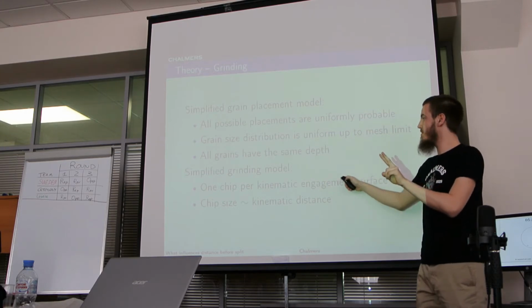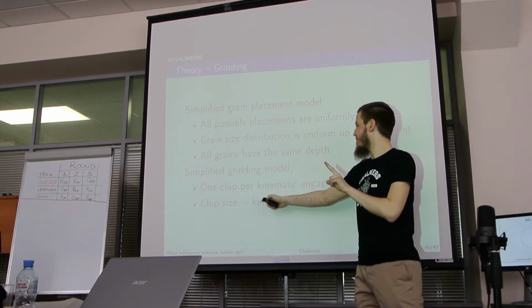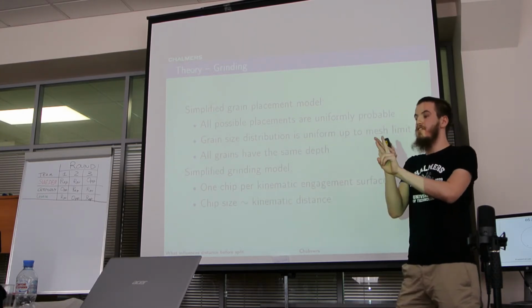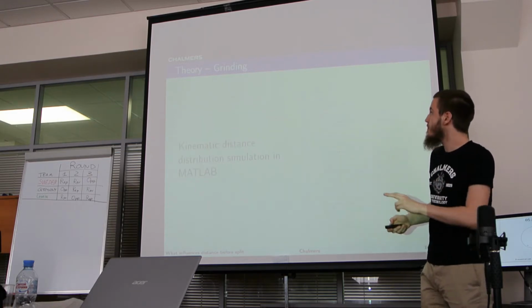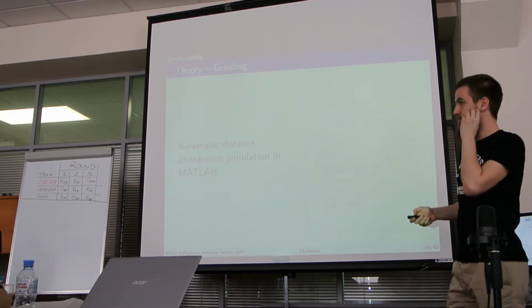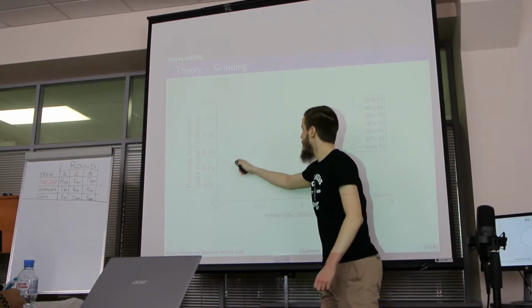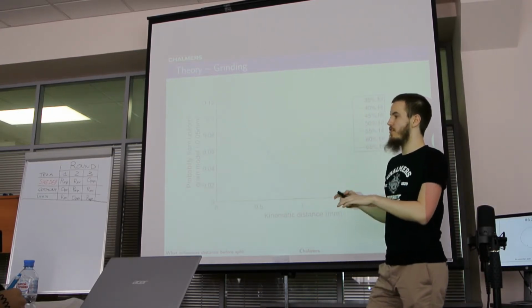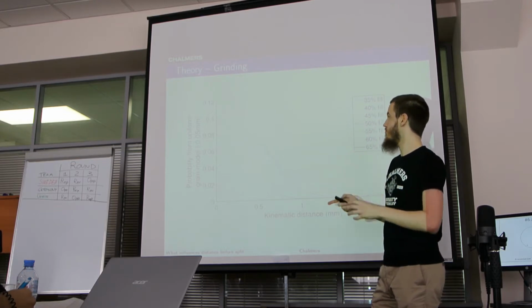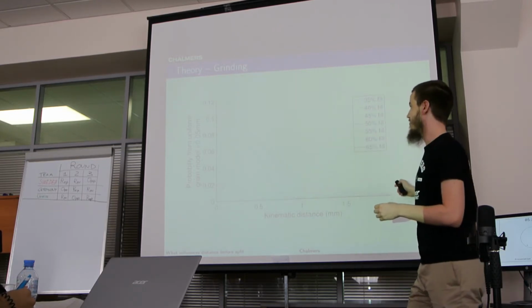So these are the teeth, and the chip size is about the same as the kinematic distance, which is the distance between 2 teeth. Now we did a mathematical simulation of this in MATLAB, and the results are curves like this. So they have a peak. They are based upon the characteristics from the grinding wheel we used. They have a peak, and then they have an exponential tail.